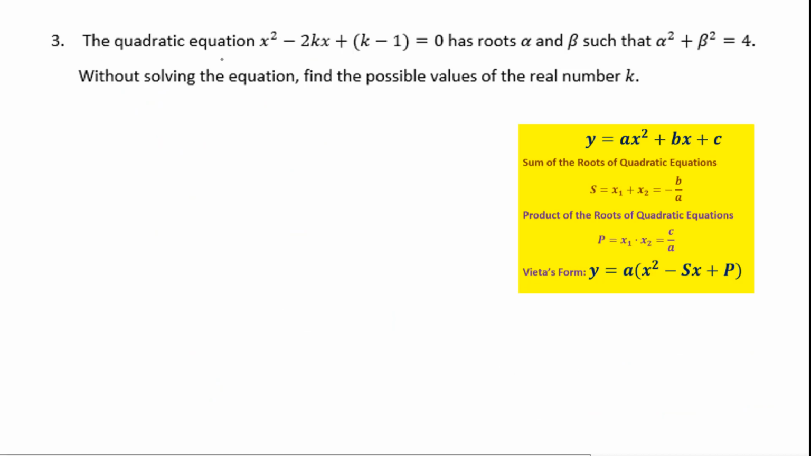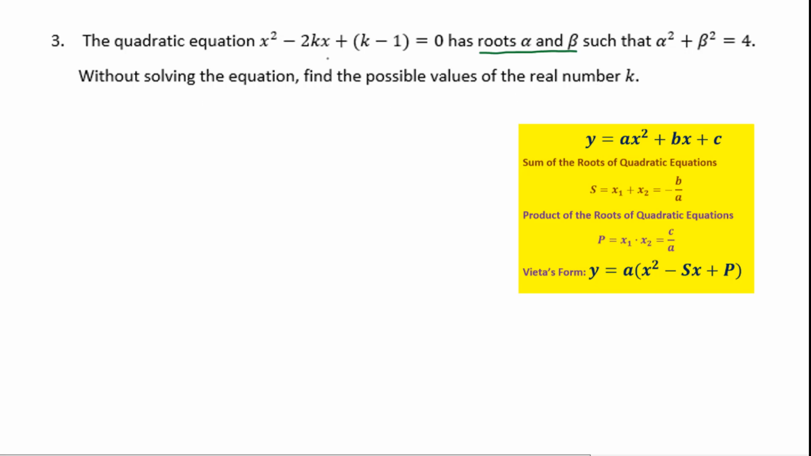The quadratic equation x squared minus 2kx plus k minus 1 equals 0 has roots alpha and beta such that alpha squared plus beta squared equals 4. Without solving the equation, find the possible value of the real number k.